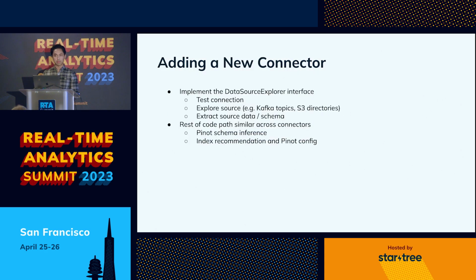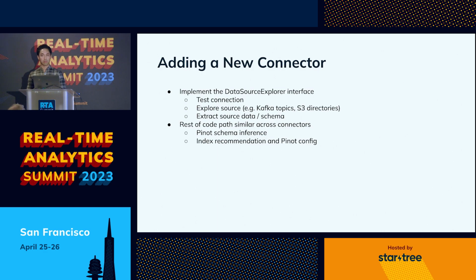To go a little bit deeper into the implementation of when we need to add a new connector, we have an interface called the Data Source Explorer interface that needs to be implemented whenever we add a new one. There are three main functionalities or methods that we implement when we add a new connector. The first one is the test connection. Test connection is self-explanatory. We want to make sure you're able to establish a connection using your credentials to the data source you want to ingest data from.